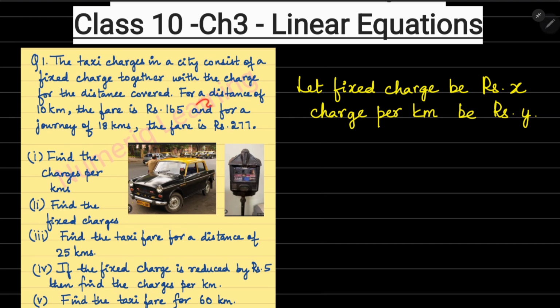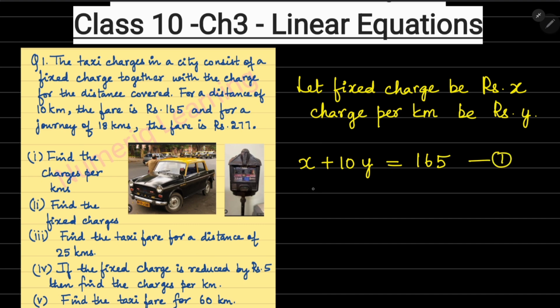But what are you given? You are given for a distance of 10 kilometers. So, let us write, X plus, that means fixed charge, plus 10 times Y, that means 10 kilometers you have traveled, so you will be paying 10 times the charge per kilometer. If 1 kilometer is rupees Y, for 10 kilometers it is 10Y. Along with that, you have a fixed charge also. For 10 kilometers, the person has paid rupees 165. This is your equation 1.